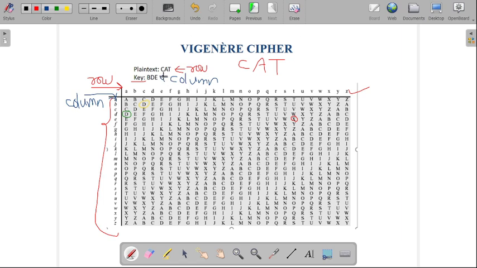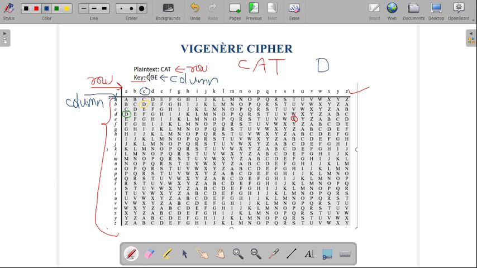Our plaintext is cat. So our first character from the plaintext is C and the first character from the key is B. So C will be mapped with B. Whenever we are mapping C with B, that means we are mapping C in the row and B in the column. Then we got our ciphertext, that is D.